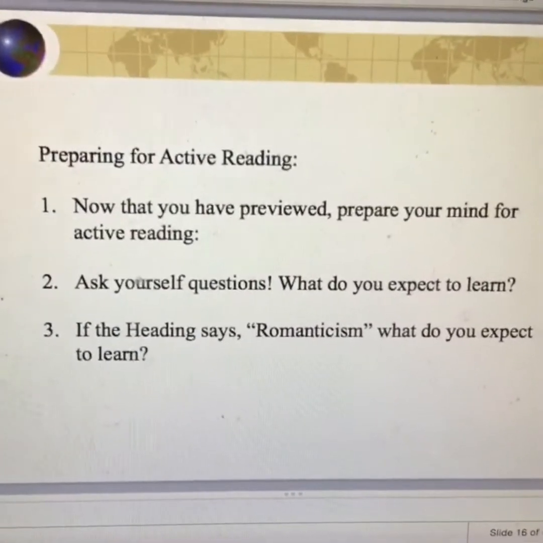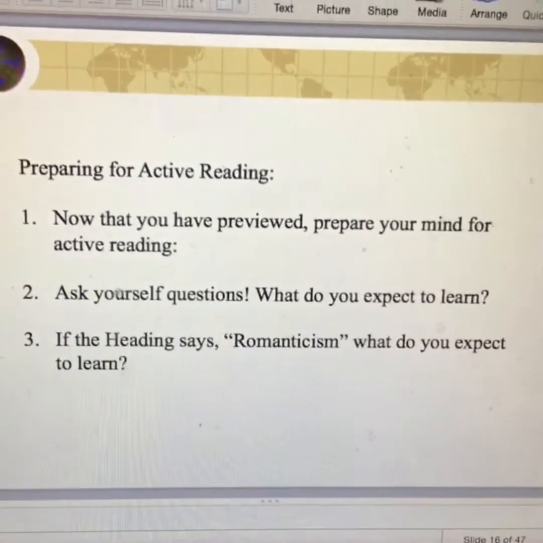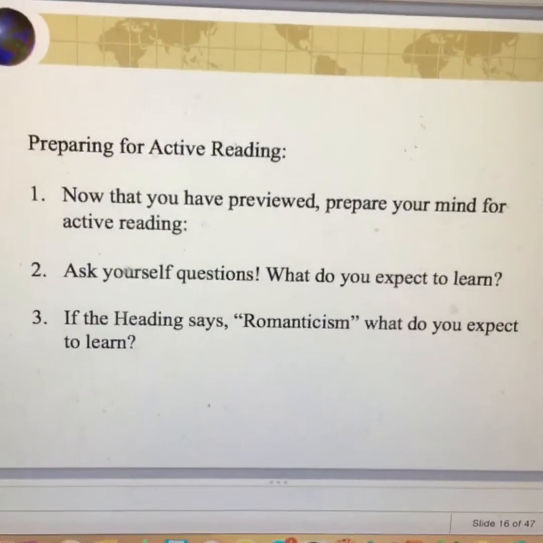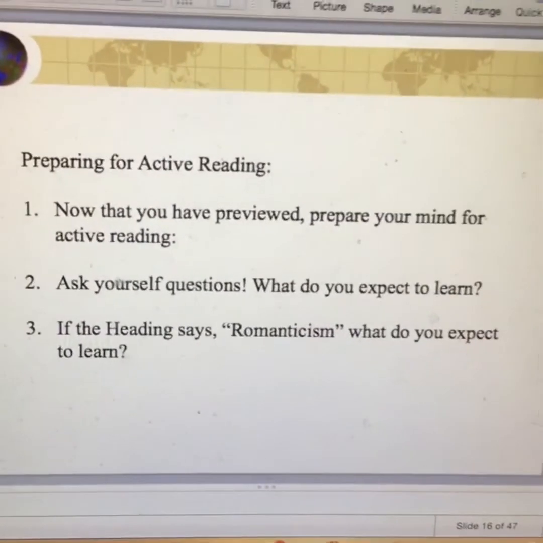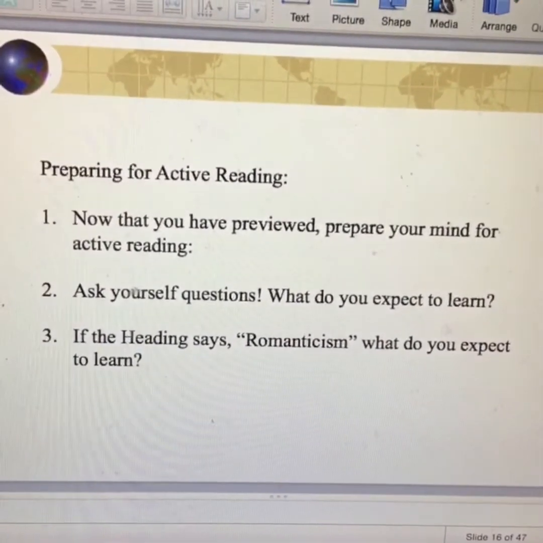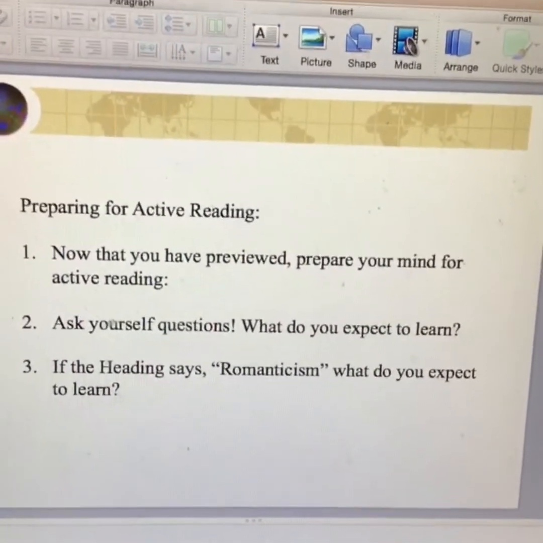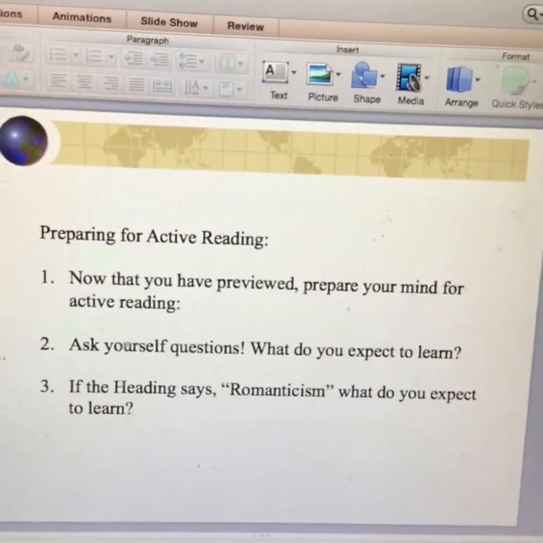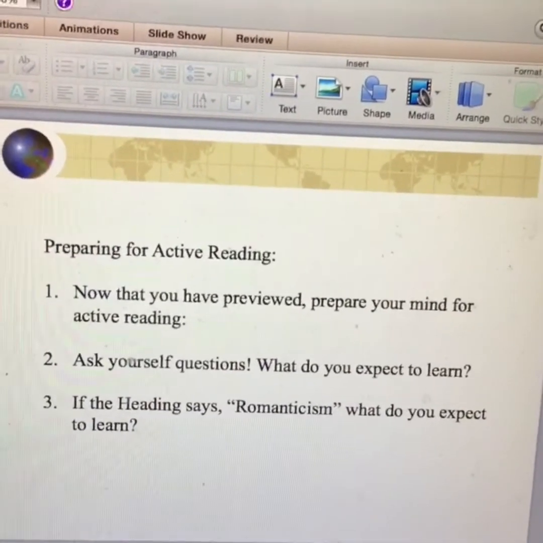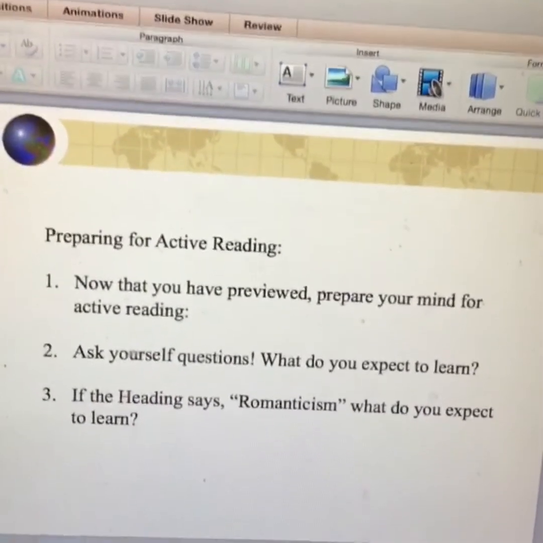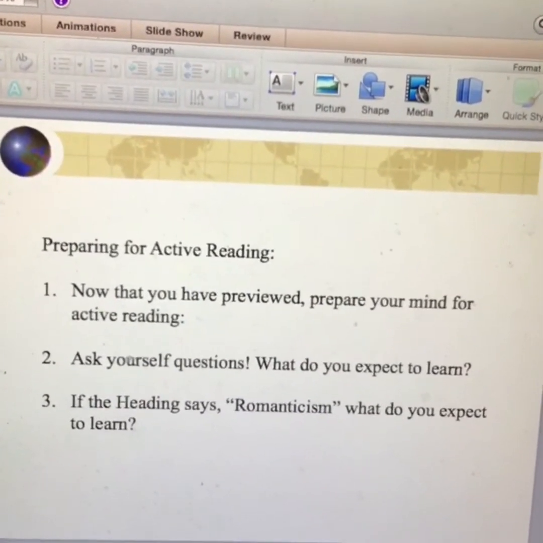Our second metacognitive strategy is to prepare for active reading. Now that you've previewed, prepare your mind for active reading. Ask yourself questions. What do you expect to learn? For instance, we just read a unit on romanticism, and we had 2 or 3 pages in our textbook that had great big headings and subheadings and pictures. And did we look at them and try to figure out what we were going to learn? I'm afraid we didn't, which is something that I need to improve on, asking you, my students, to be able to do.